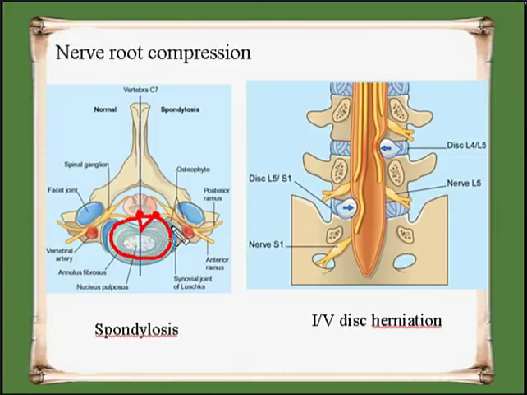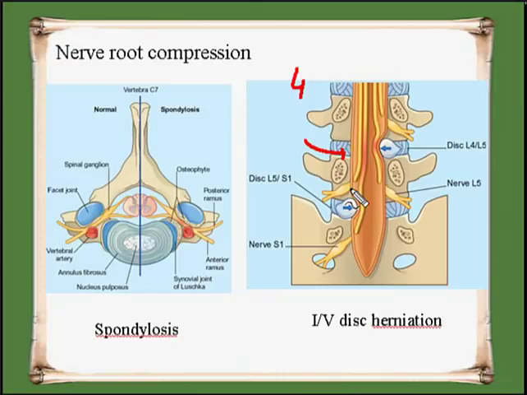Since it occurs mainly in the lumbar region, usually this intervertebral disc herniation affects the nerve roots, because below L1 you only see the nerve roots. So when it goes posterolaterally, it affects the nerve roots, and there is pain in the muscles which are supplied by the nerve that is being affected. And obviously there will be again tingling and pain along the dermatome supplied by that spinal segment.